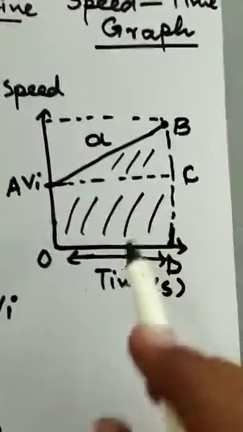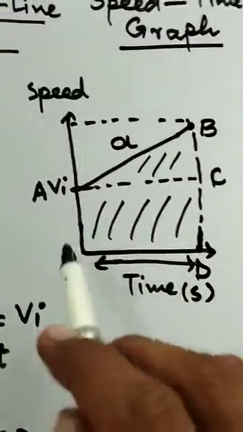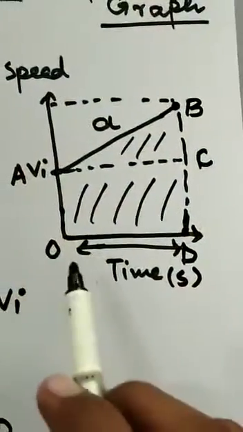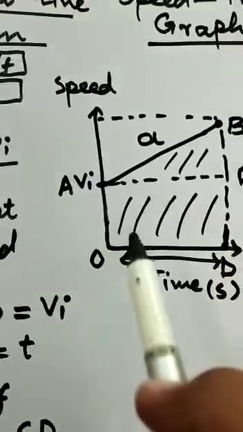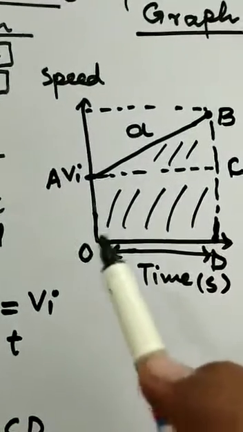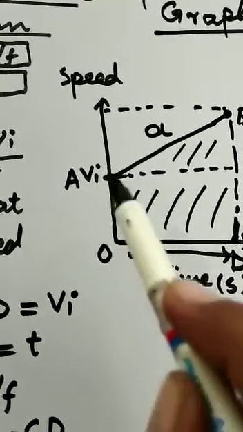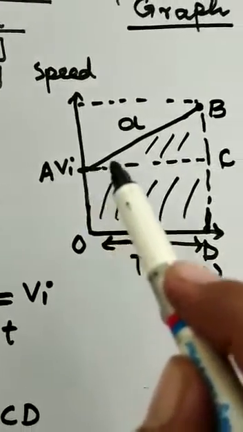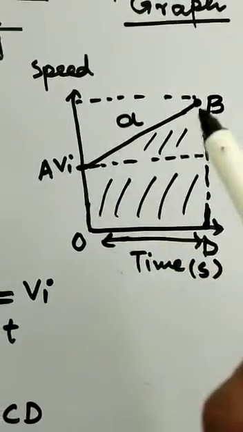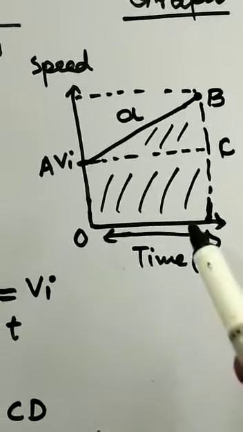So here we have this graph, with an x-axis and a y-axis. We take time along the x-axis and speed along the y-axis, and we have this point A. So OA shows the initial velocity of the object, and we have this slope AB, which shows the change in velocity with respect to time OT.